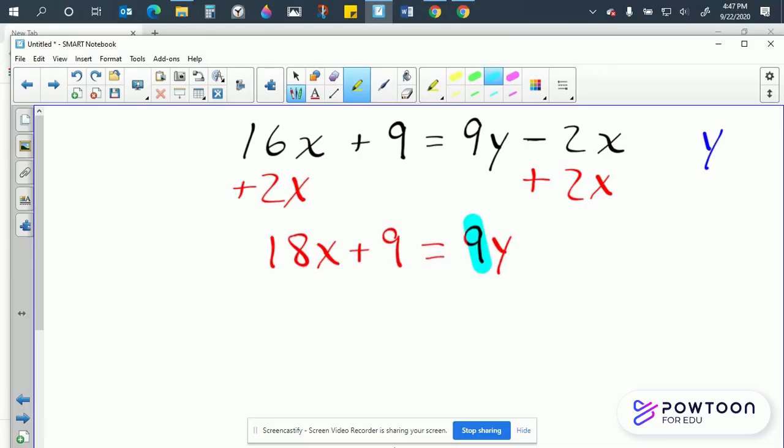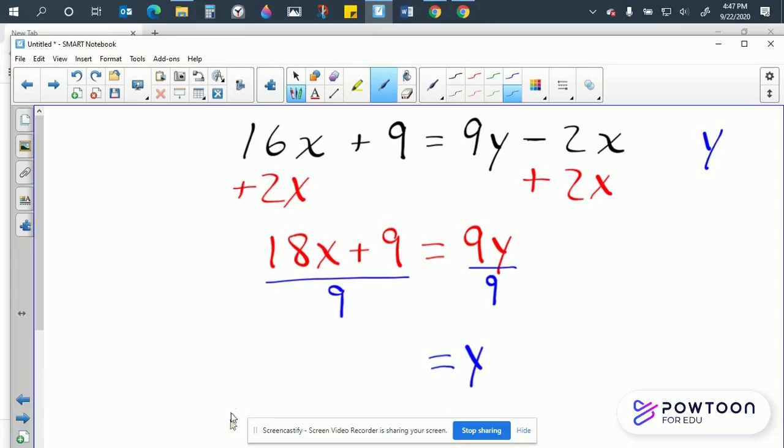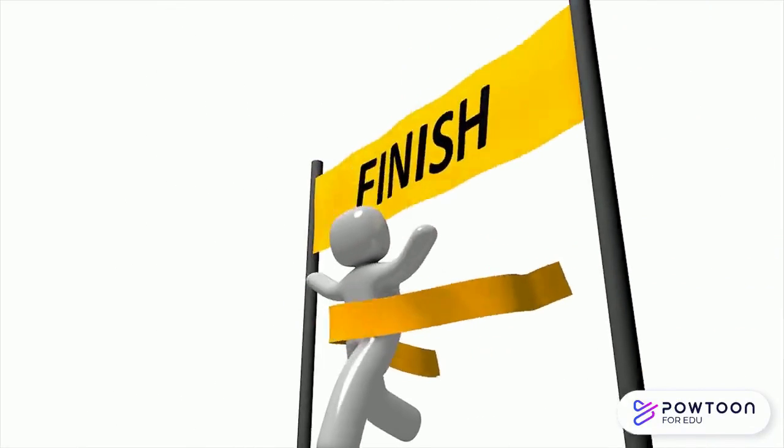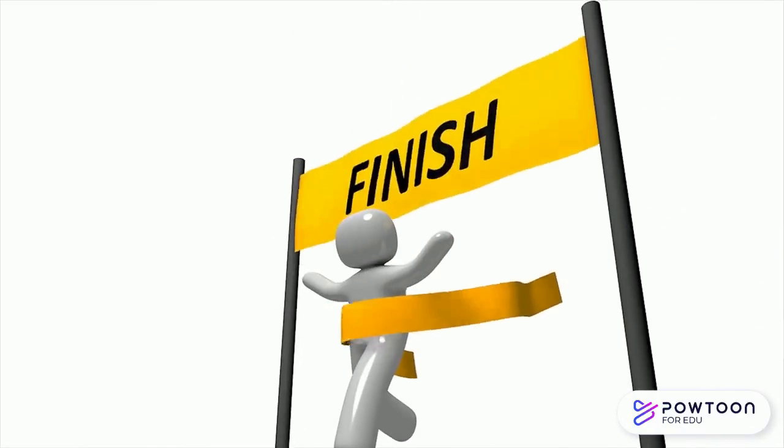Now we need to do the inverse of the 9 times y, so we are going to divide by 9 on both sides. Distribute that division. 18 divided by 9 would be 2x, plus 9 divided by 9 is 1. You're finished with the assignment.